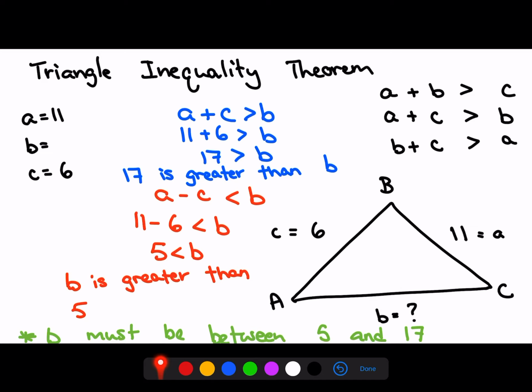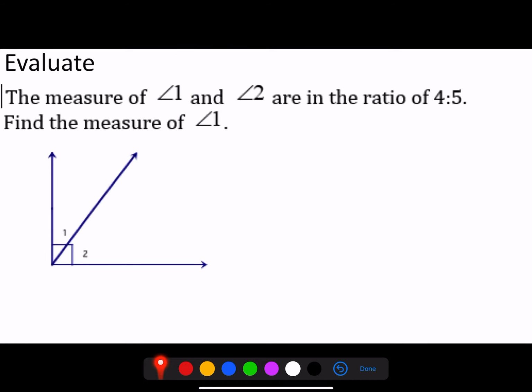All right, moving on. The measures of angle 1 and angle 2 are in a ratio of 4 to 5. Now, I really like this question. That comes up quite often, so keep that in mind as you're working through it. If you need to pause the video now and try it out, please feel free to. I'm going to go ahead and start working on it myself.